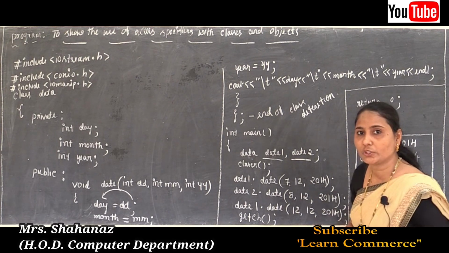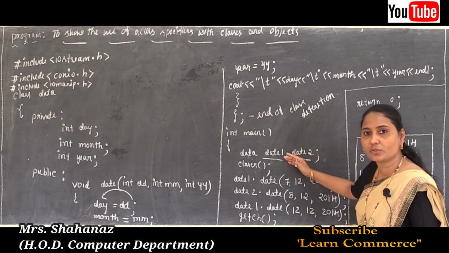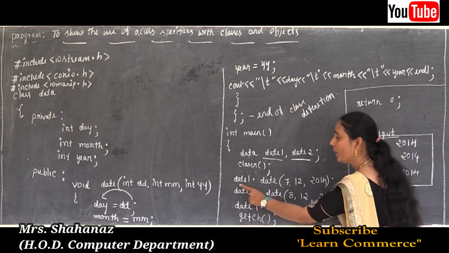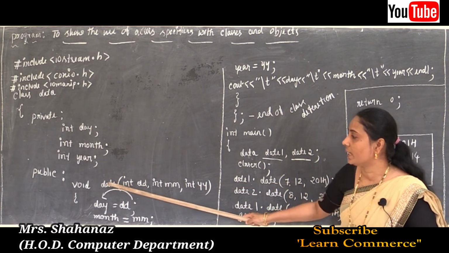So how am I going to access the member function? The member function is going to be accessed by using its object, correct? So the object is date1. So date1 dot date. Why? Because here the member function name is date.